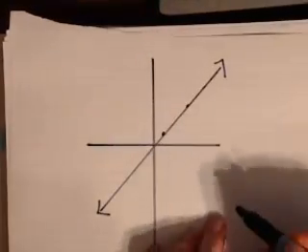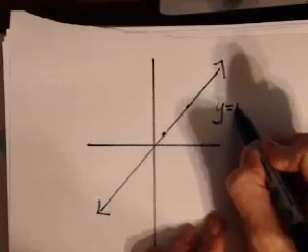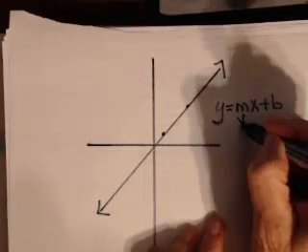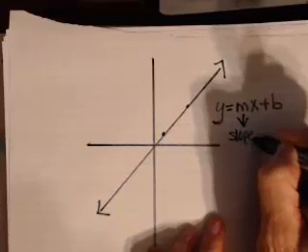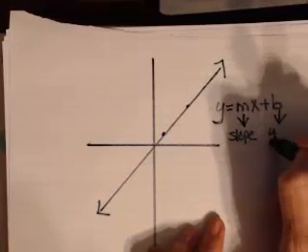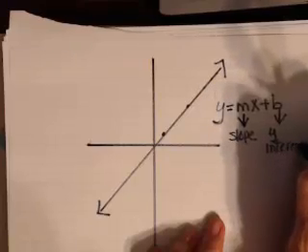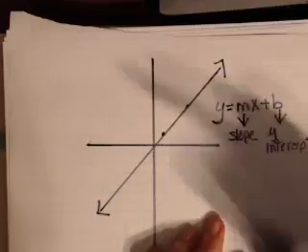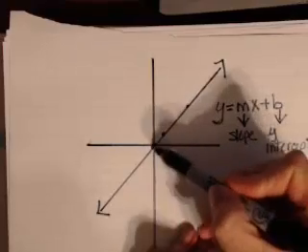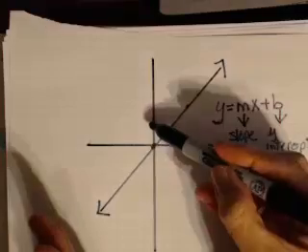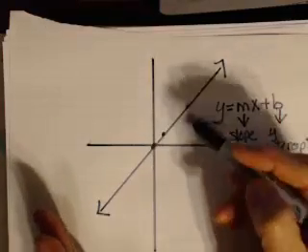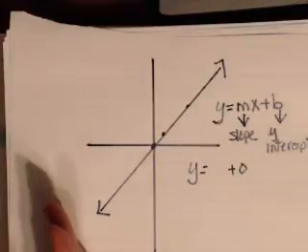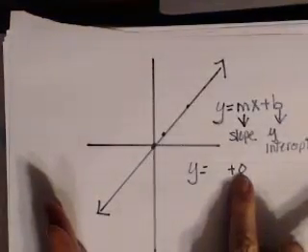I want you to write the equation of the line in y equals mx plus b format, where m represents the slope of the line and b represents the y-intercept. Now the y-intercept simply means where it intersects the y-axis. In this case, it intersects the y-axis at the origin, or where the y value is 0. So in writing that part of the equation, the b will be 0.